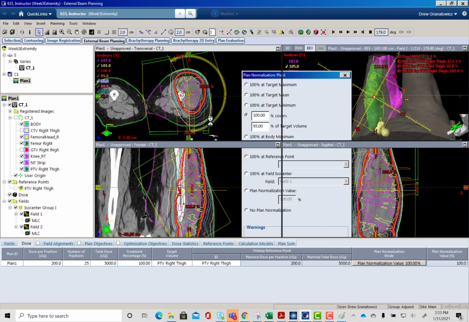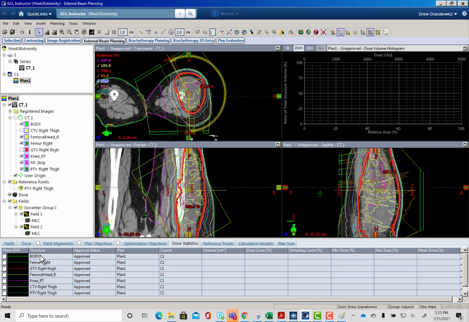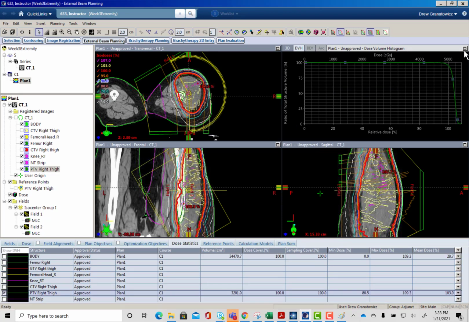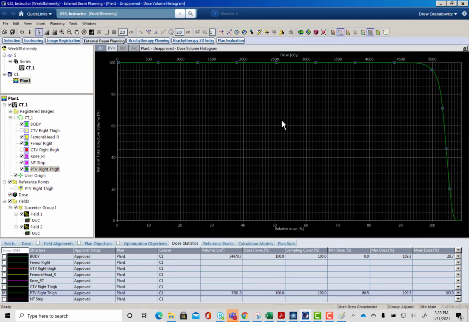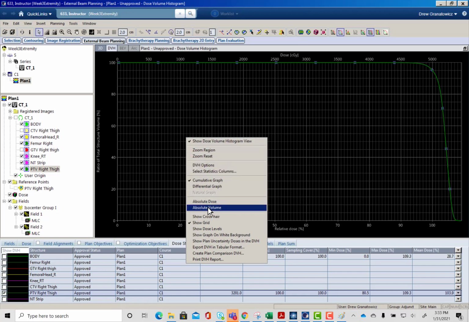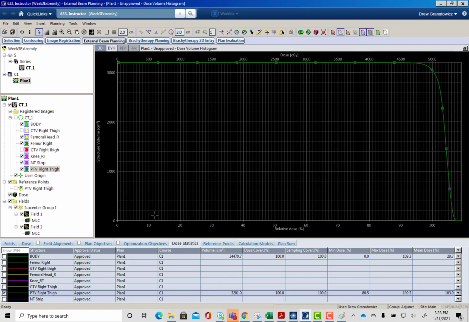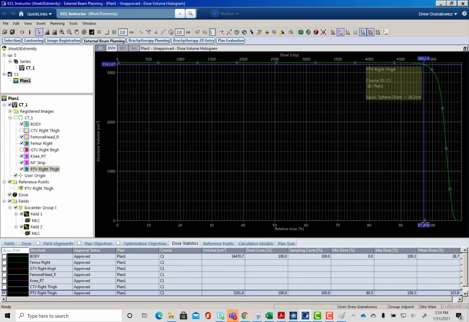So if we normalize so that we have 95% coverage, I open my DVH up, I turn my PTV on. Remember, we need a min dose to 0.008 cc's above 97%. So if I right click in here and go to absolute volume, if I click over here, I can see that the volume of my PTV is 3201.02. All right, so that means I need 3200.96. So 3200.96 cc's needs to be above 97. So if I look down here, I can see percentage.